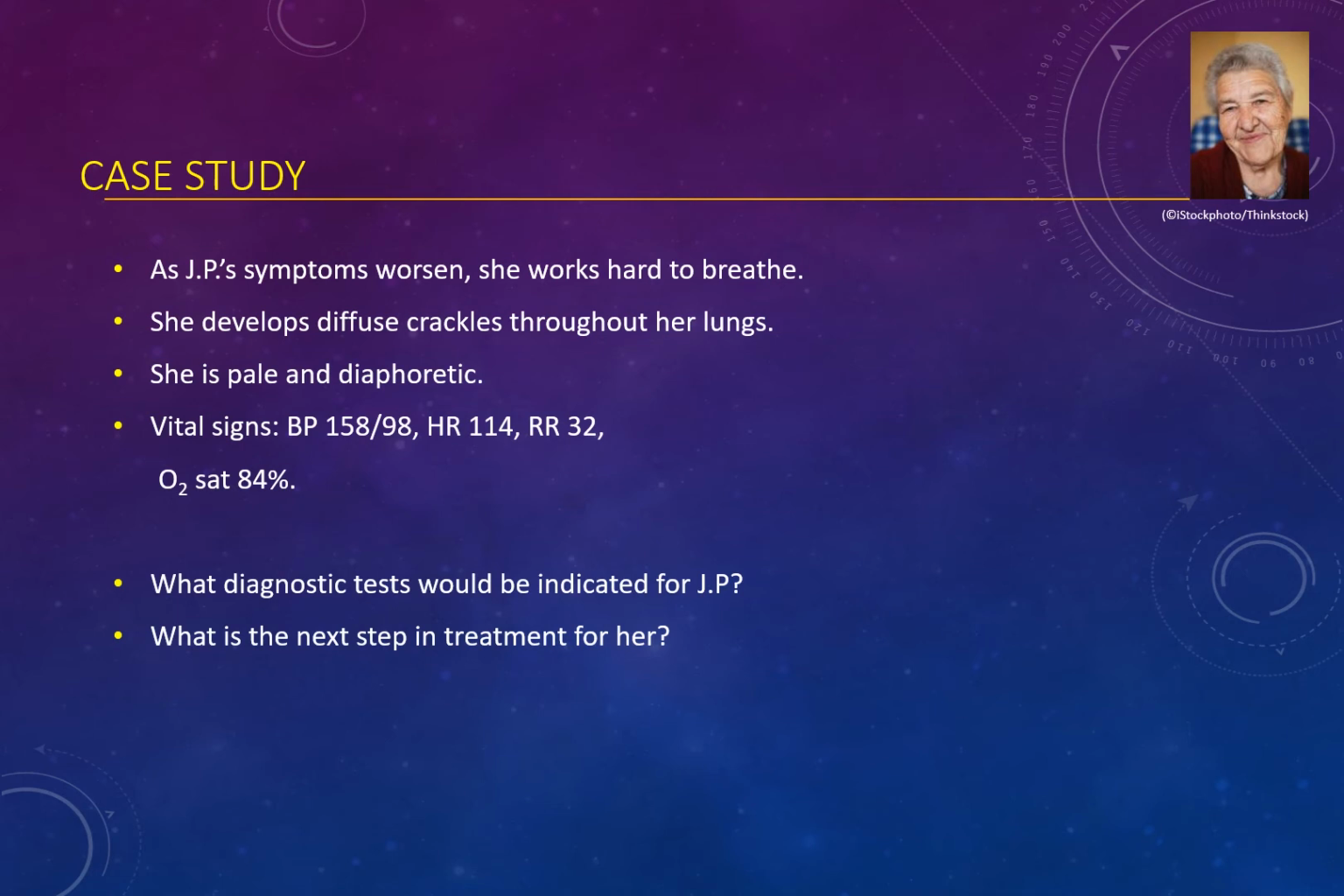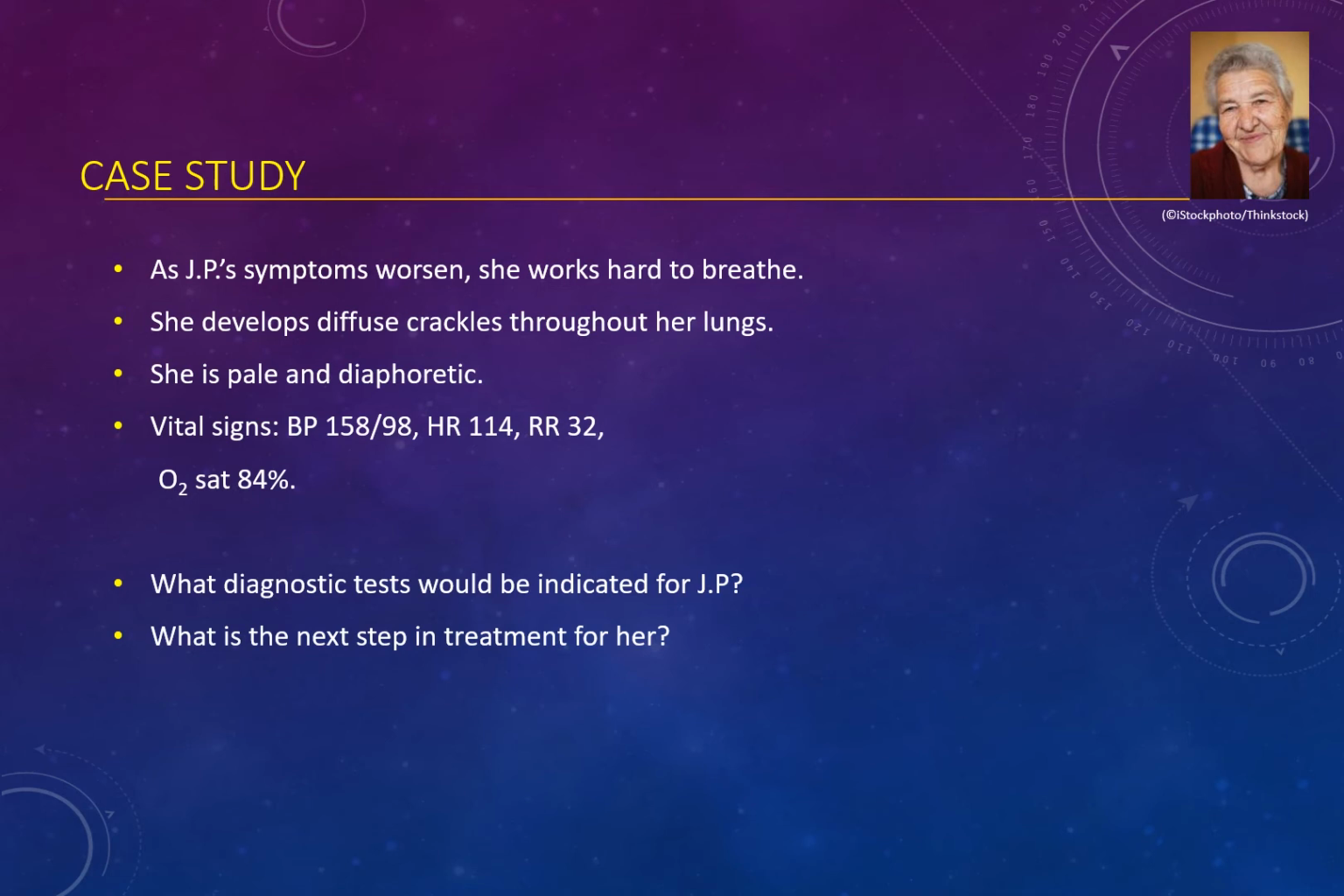So going back to our case study, we've got our patient. She's working hard to breathe. She's got those diffuse crackles, pale and diaphoretic. You can see her vital signs are representative of her being hypoxic, and just the overall body being stressed out. We can see that her heart rate is trying to compensate by pumping faster to get that blood to the lungs. But it doesn't really matter since they're not participating in gas exchange, and her blood pressure has gone up as well.